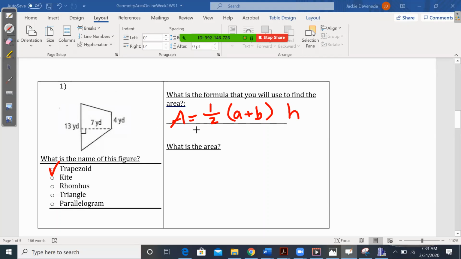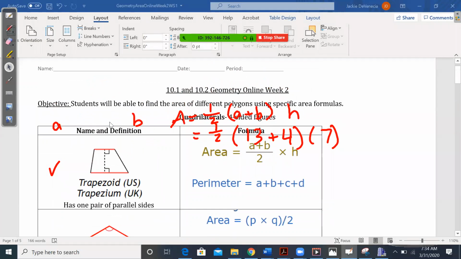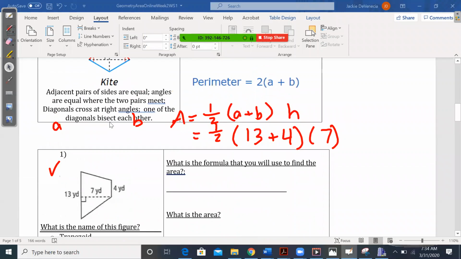Over here, my bases are going to be 4 and 13. So I'm going to be doing 1/2 times 13 plus 4, and we're multiplying by 7. Hold on, let me check if I wrote the right formula. Okay, cool, I did.